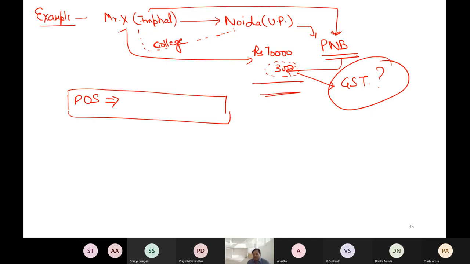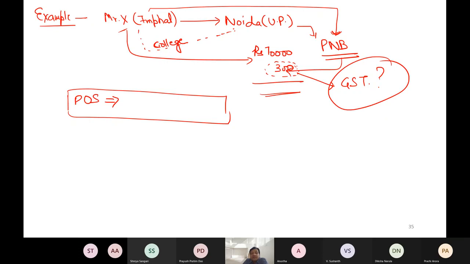Any answer? What is the place of supply? Sir, it should be Imphal in Manipur. Why? Because it is his address in the books of the supplier.